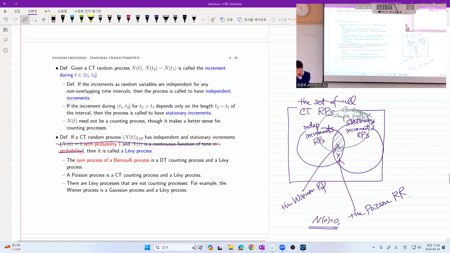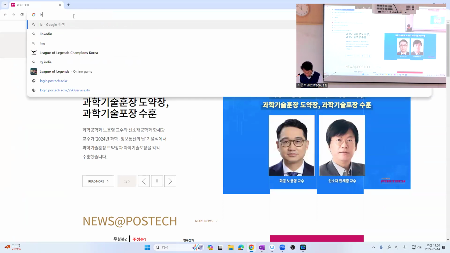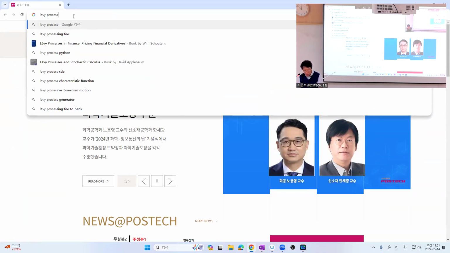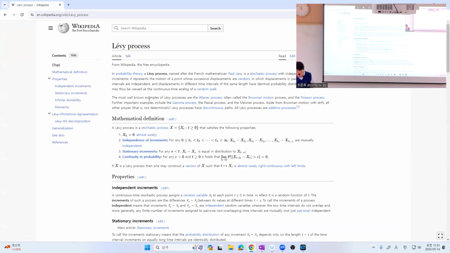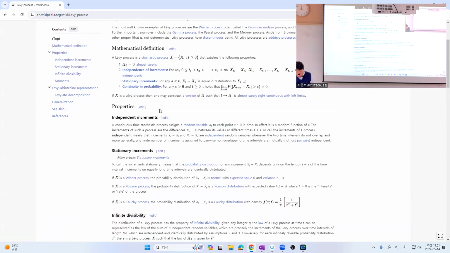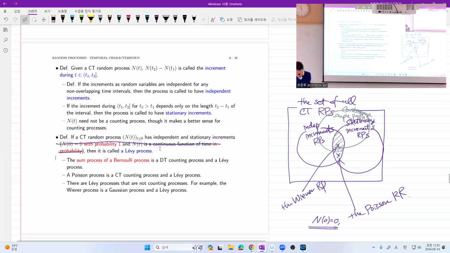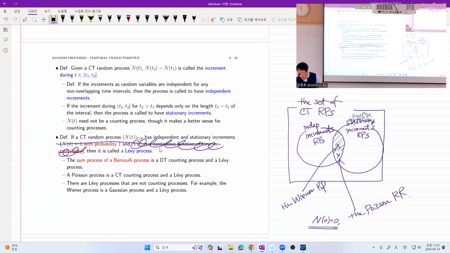Let me search for Levy process because I've updated that one. Yeah, always try Wikipedia. Okay, continuity in probability, not that the sample path is continuous. So it could be a continuous time process or a discrete time process. See that? We have Wiener process and Poisson process. So this part is wrong. I will modify that. The previous description is correct. So the shaded area is Levy random processes. You have the Wiener process as well as the Poisson random process.